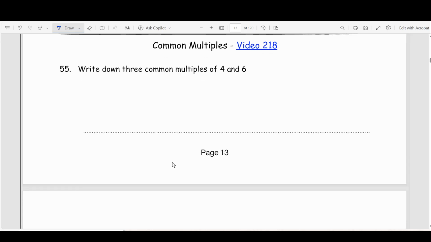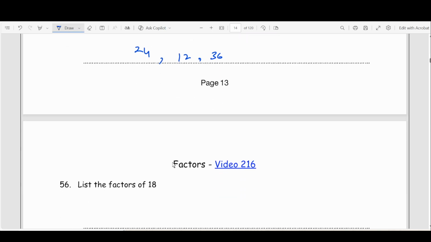Now common multiples of 4 and 6. 24. And 12. Yes. And one more. 16. But I think 16 does not appear in 6 times table. 30, 36. Very good. 36. That's great.